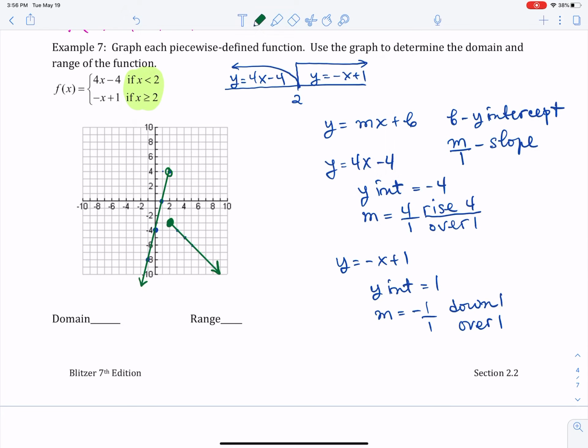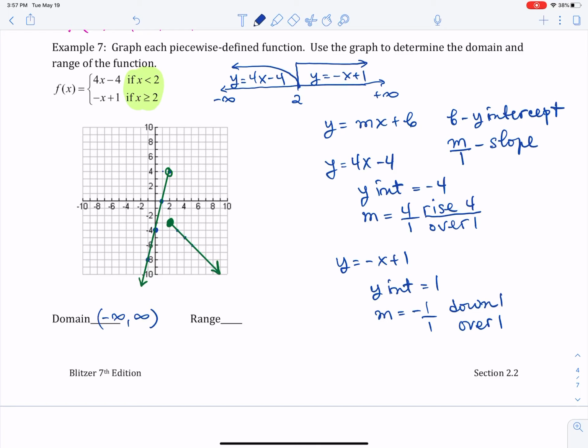As we said before, the domain is included after that if, and I can see that negative values are possible and positive values are possible and 2 is possible. There is a value at 2, so the domain is going to be all the numbers between negative infinity and infinity.